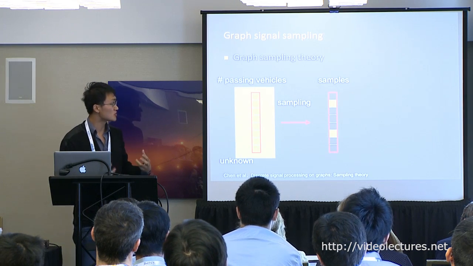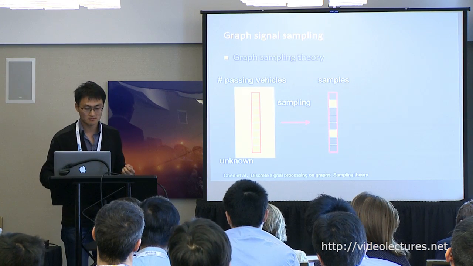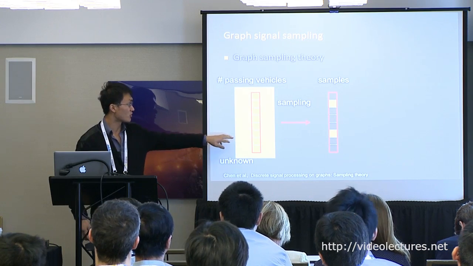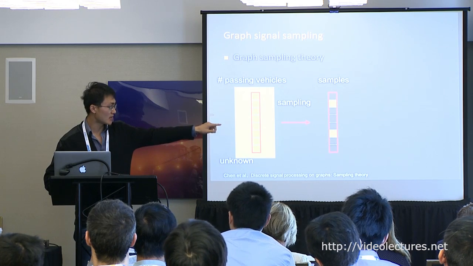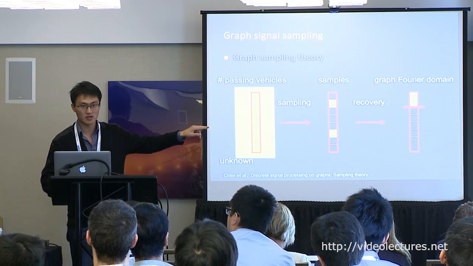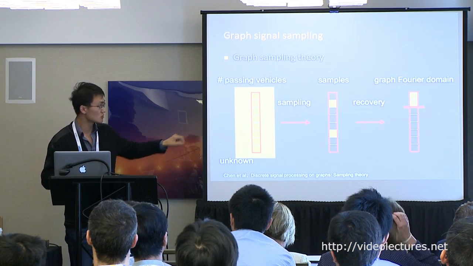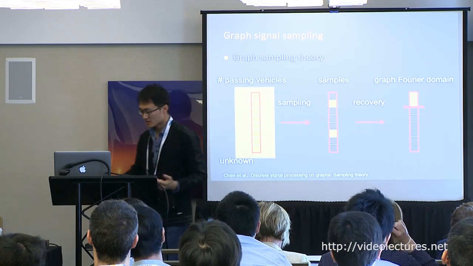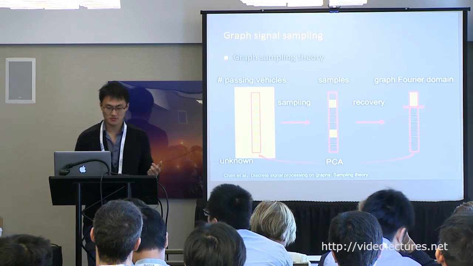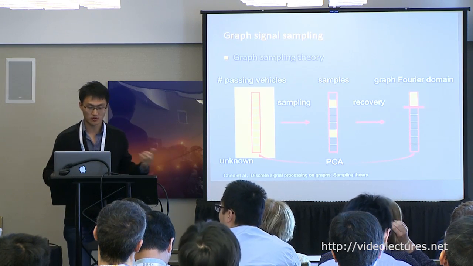And then we can do the sampling and recovery thing. So we're sampling from these unknown passing vehicles. And when we have some samples, then we do the recovery. The only thing we need to do is recover those first few elements here. Then we can do this kind of inverse PCA. We can recover the original data.